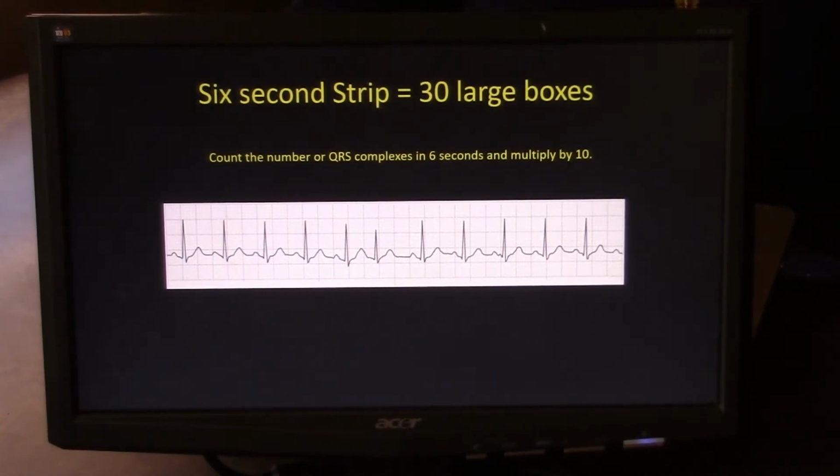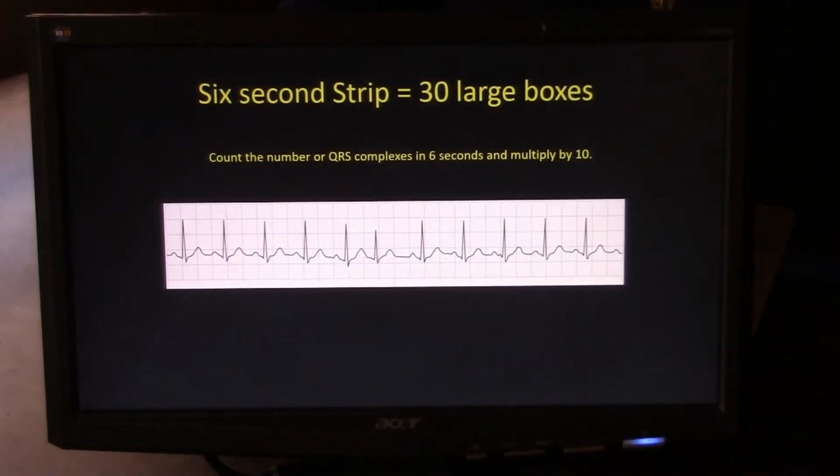So let's take a look here. Count the number of QRS complexes, and honestly, for all intents and purposes, most dysrhythmia tests contain 6-second strips. So 1, 2, 3, 4, 5, 6, 7, 8, 9, 10, 11. 11 times 10 is what? Well, I hope you know that by now, right? 110. That's the heart rate.